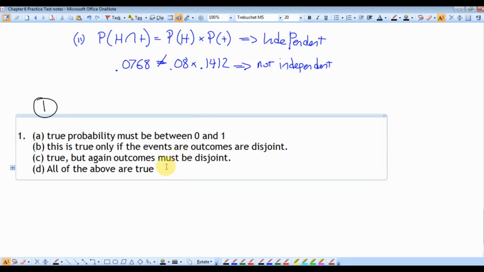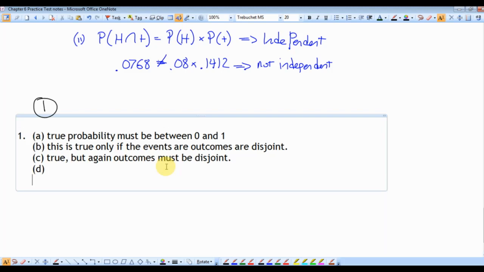Can you explain outcomes that are not disjoint? For example, red cards in a deck of cards and kings. Those two events are not disjoint because there is an outcome that is red and a king. If I said a red card and a black card, those are disjoint. Red cards and heart cards are not disjoint. For them to be disjoint, they have to share no outcomes. So disjoint means no shared outcomes.